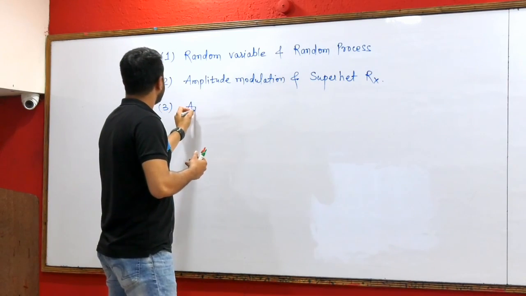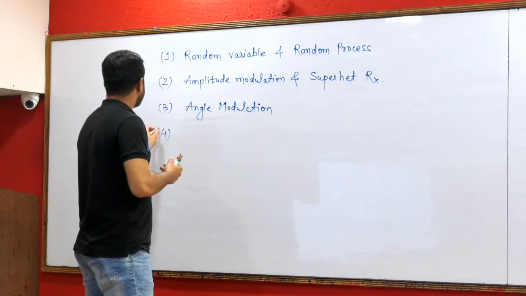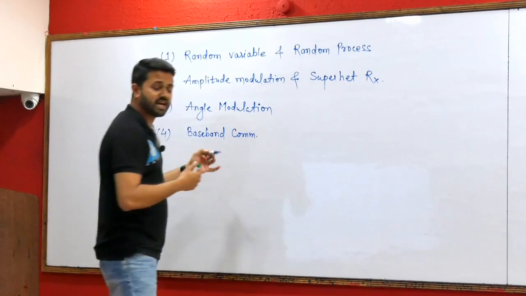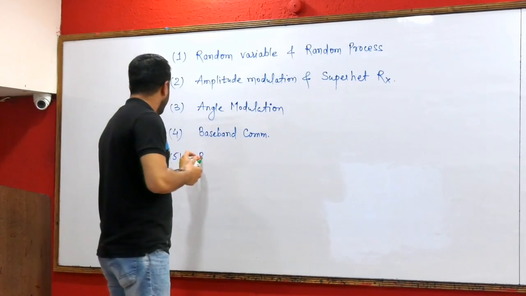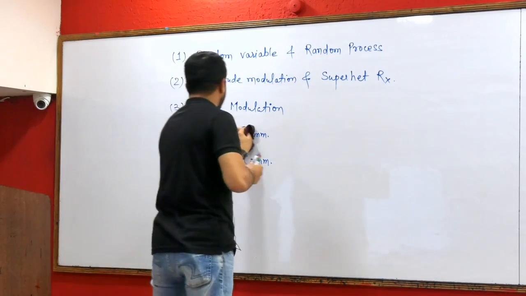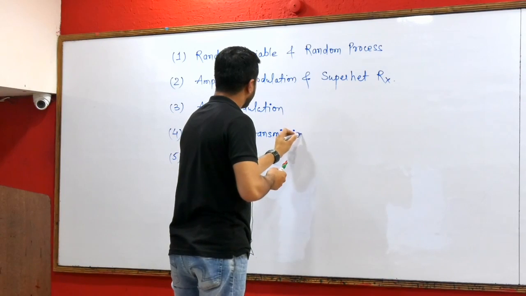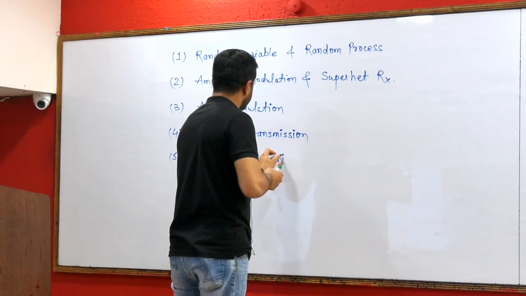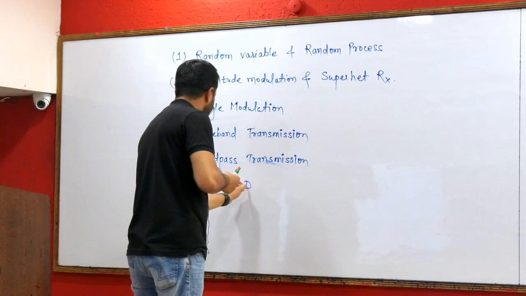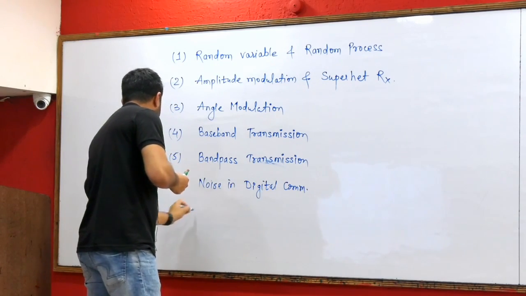The third one would be angle modulation, and the fourth one would be baseband communication, which is the start of digital communication. The fifth chapter would be band pass communication, or in fact I should write transmission: baseband transmission and band pass transmission. The sixth one is noise in digital communication, and the seventh one is information theory.